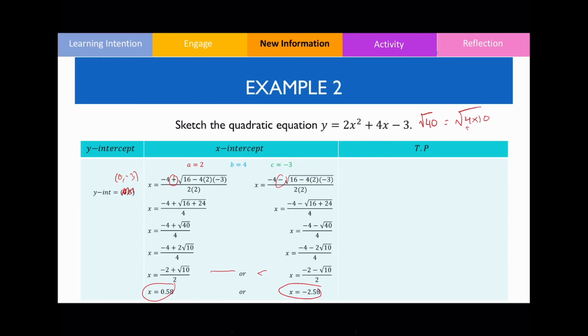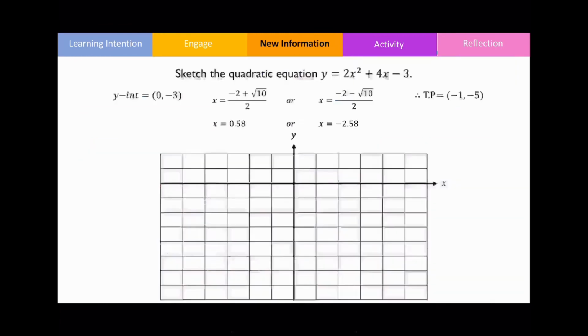Okay. And lastly, finding your turning point. When you find the turning point, use the formula negative b on 2a, substitute the values in, and you're going to get an x value equal to negative 1. To find the y value, sub in x equals negative 1, and y is equal to negative 5. So your turning point is negative 1, negative 5.